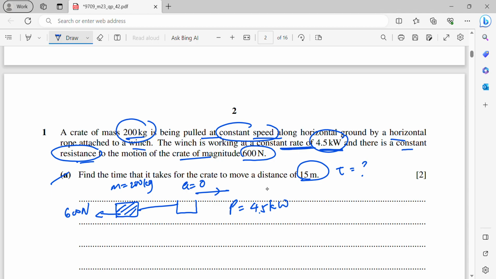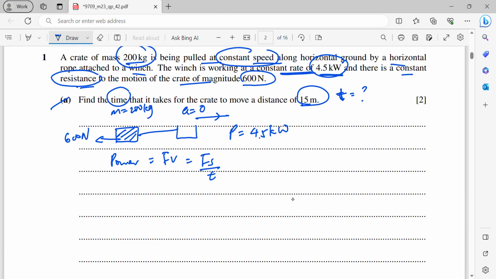Now we know that power equals Fv, whereby the F is the driving force. Then from here, it is also the same as Fs over t, because now we need to find the time. Therefore, I refer to Fs over t for the power. So now the power is 4.5 kilowatt. That means this is 4.5 times 10 power 3.